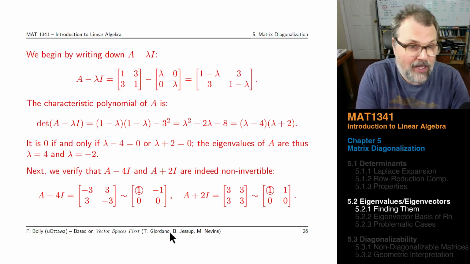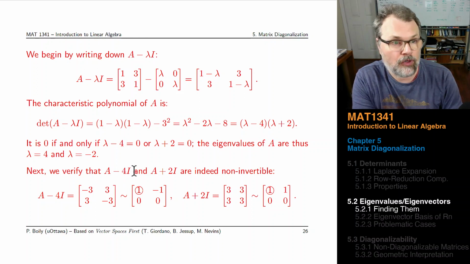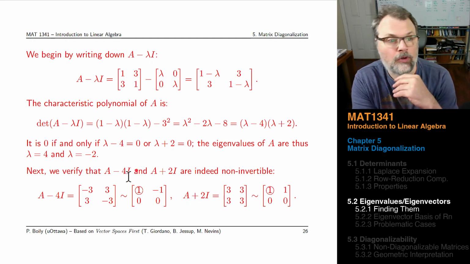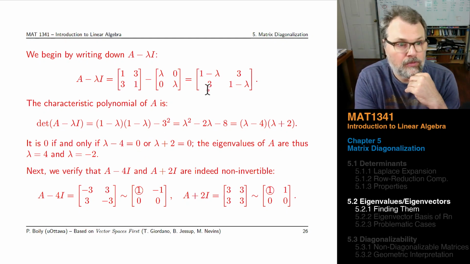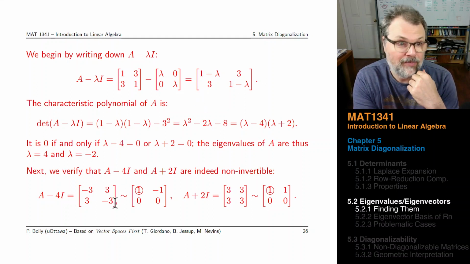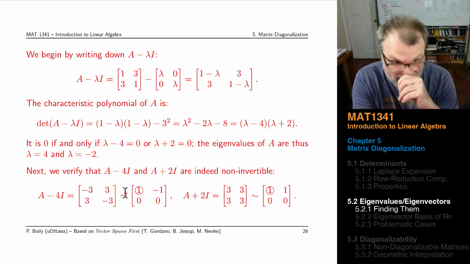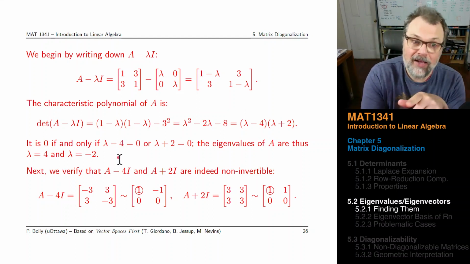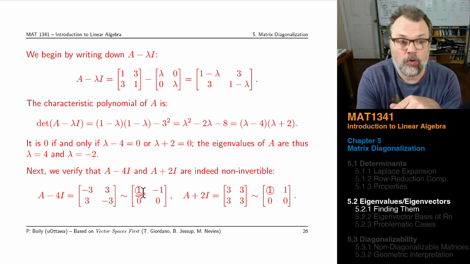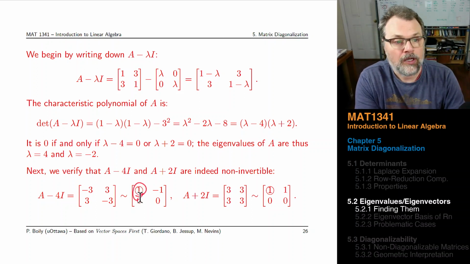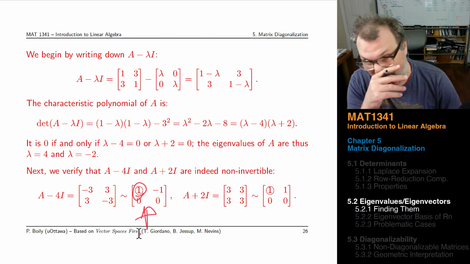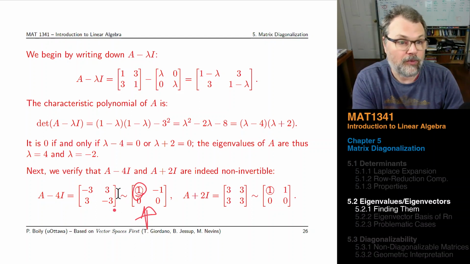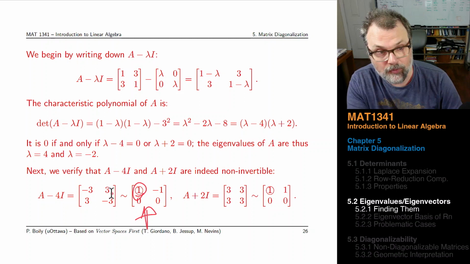So A minus lambda I in the first case would be A minus 4I. Just replace lambda here by 4, and that gives me 1 minus 4, which is minus 3, 3, 3, 1 minus 4, which is again minus 3. If you row reduce this, you will get the matrix 1, minus 1, 0, 0, which means that the rank of the matrix here is 1. 1 as a rank is smaller than 2, and sure enough, this matrix is not invertible. And so the original matrix was also not invertible.